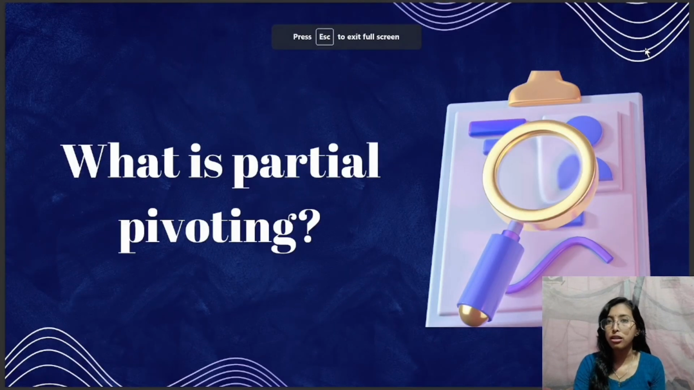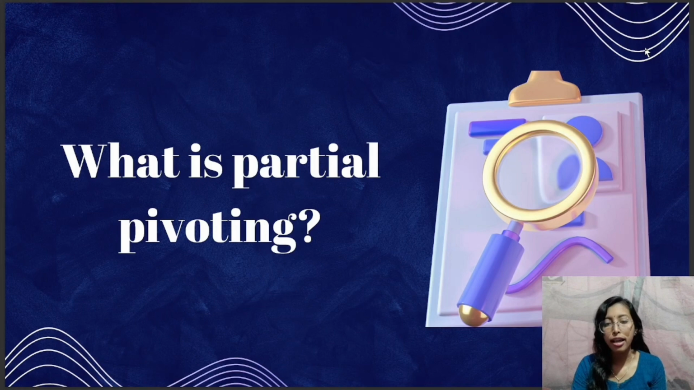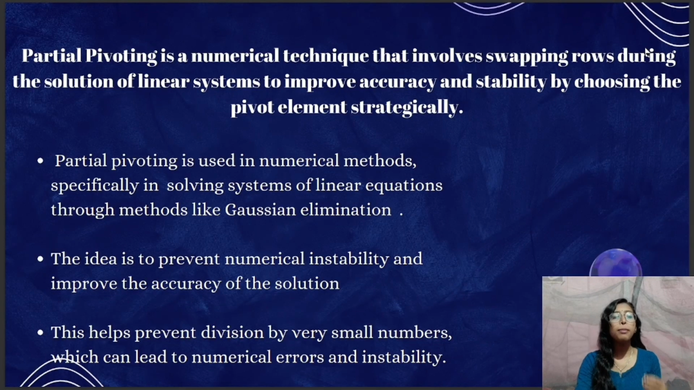Partial pivoting is a method which is used to calculate the solution easily and quickly without causing any error. The actual definition of partial pivoting is: partial pivoting is a numerical technique that involves swapping rows during the solution of linear systems to improve accuracy and stability by choosing the pivot element strategically. Partial pivoting is used in numerical methods, specifically in solving systems of linear equations through methods like Gaussian elimination.